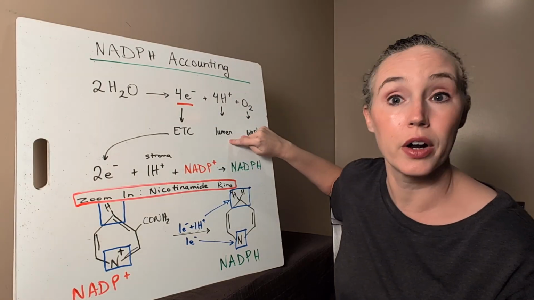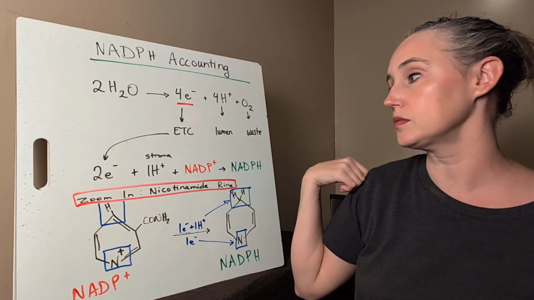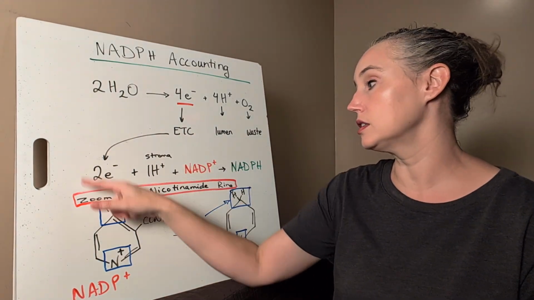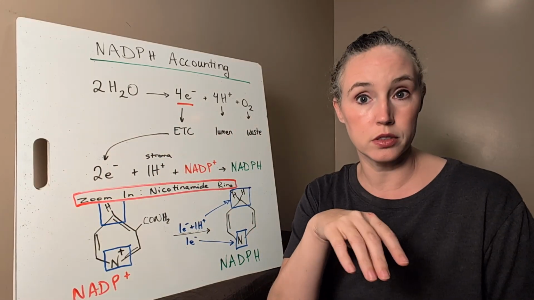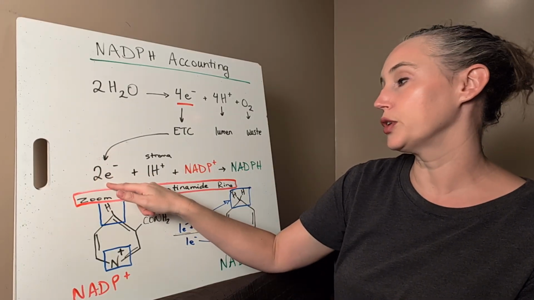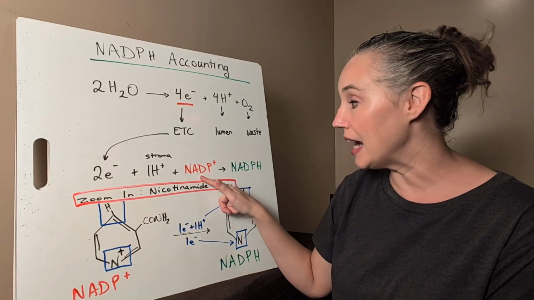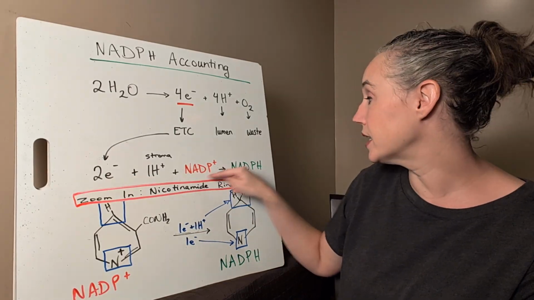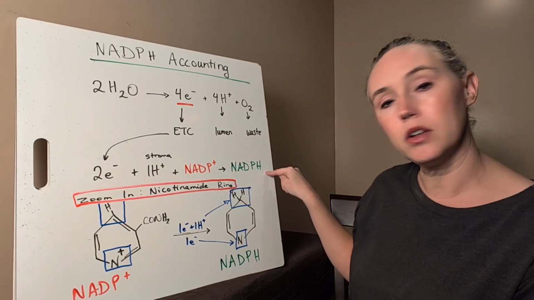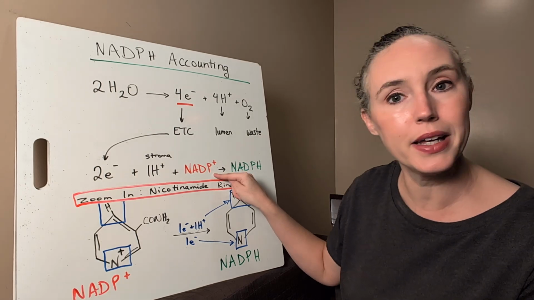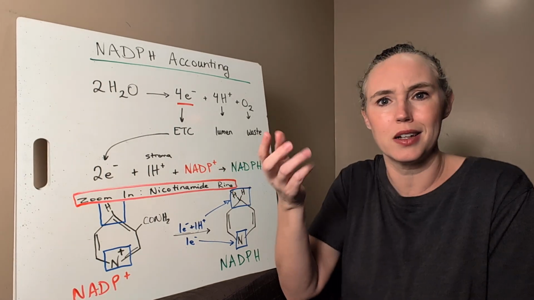The protons are going to build up in the lumen, and the O2 is going to diffuse out as waste. Now, let's look at our electron transport chain. If we take 2 of those electrons from the electron transport chain, and 1 proton that's in the proton pool of the stroma, add it to NADP+, we're going to get NADPH. But that seems weird. Shouldn't it just be 1 electron that would make it NADPH? Because it would make that plus 1 electron and H.